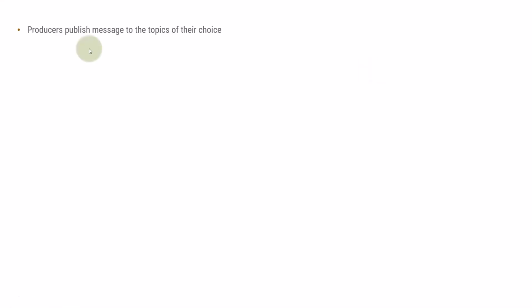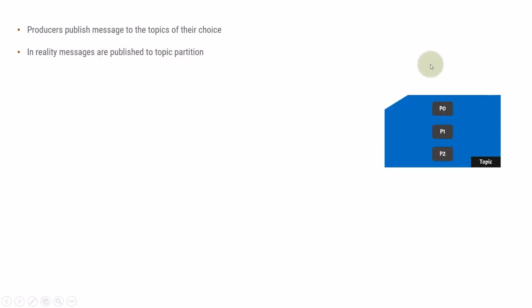Producers publish messages to the topics of their own choice. As we know, a producer publishes messages to the topic, so it can choose the topic of its choice, which means it can connect to a particular topic and send the message there. In reality, messages are published to a topic partition. Under the hood, the producer or publisher will send the message to a topic partition. Let's say this is a topic and it contains 3 partitions, P0, P1 and P2. With this blue box, I have designated a topic, and this topic contains 3 partitions, P0, P1 and P2.